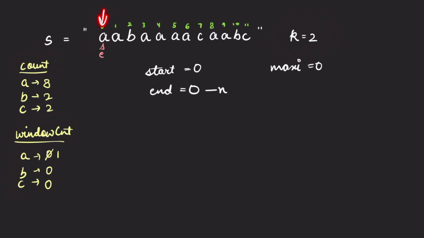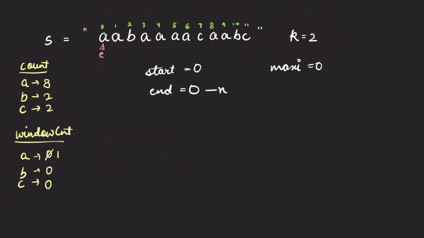So when you have considered this A into the window count, now you will check whether the count of A minus the window count of A is less than k. In this case, 8 minus 1 is 7. So that is okay. Still, we are having 7 occurrences outside of the window. For B, it will be 2 minus 0, that is 2. And for C also, it will be 2 minus 0, that is 2. So this is also fine. So this can be one of the possible windows.